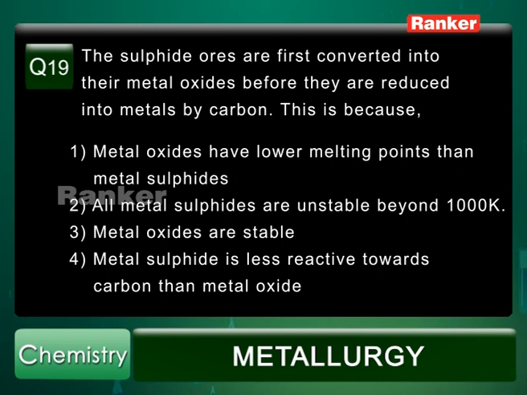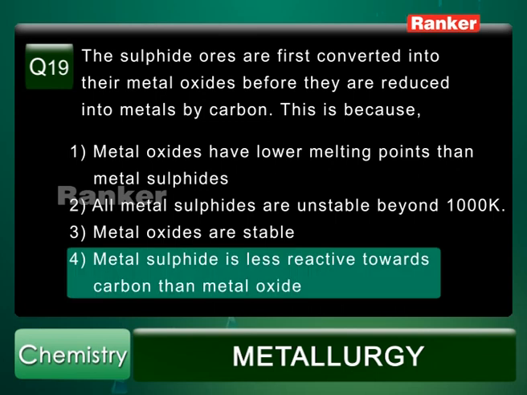Second option, all metal sulfides are unstable beyond 1000 Kelvin. Third option, metal oxides are stable. Fourth option is metal sulfide is less reactive towards carbon than metal oxide. This is the correct answer.